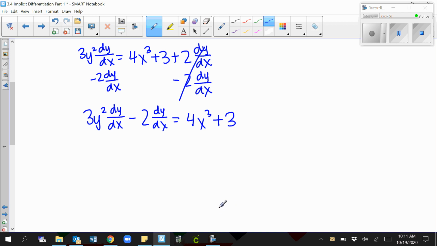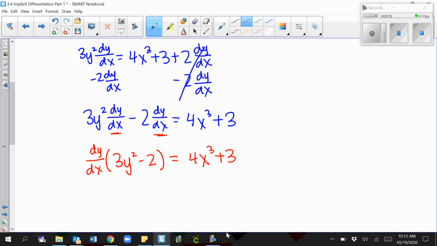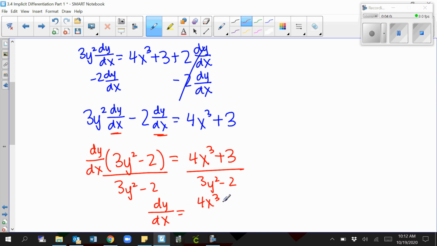And this is that step 3 that I was talking about on that last example. I'm going to factor out a dy dx over here. So dy over dx times 3y squared minus 2 is equal to 4x cubed plus 3. And then all I have to do from here is divide by that 3y squared minus 2. So dy over dx is equal to 4x cubed plus 3 over 3y squared minus 2. And that is our derivative.